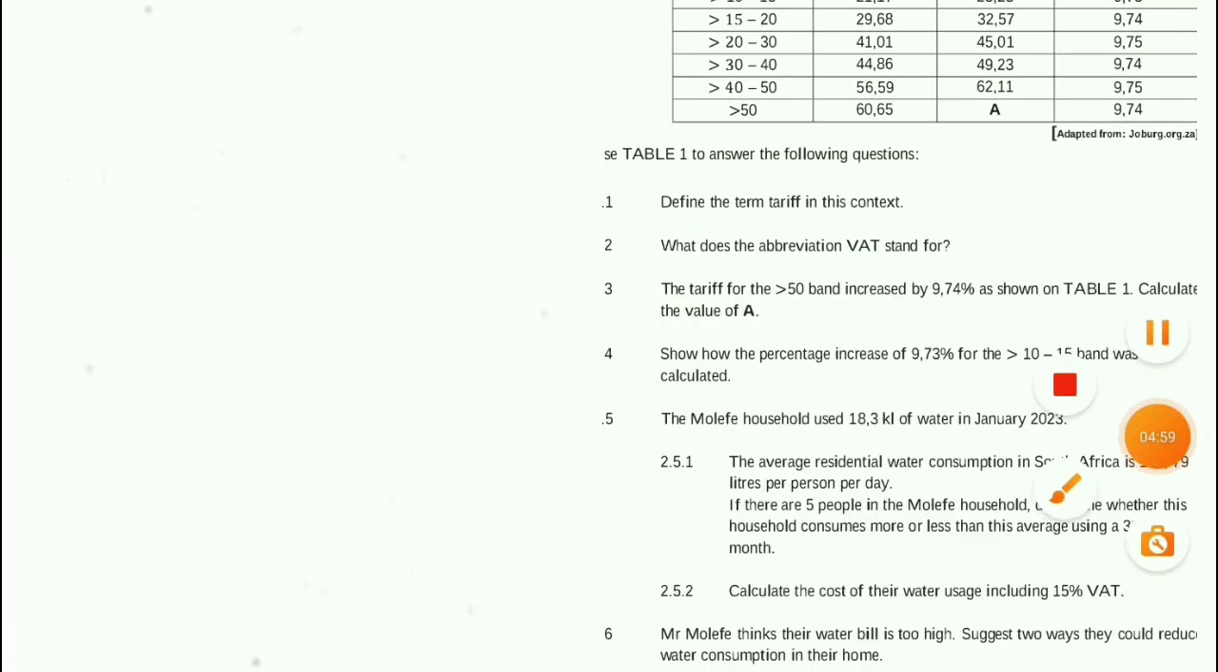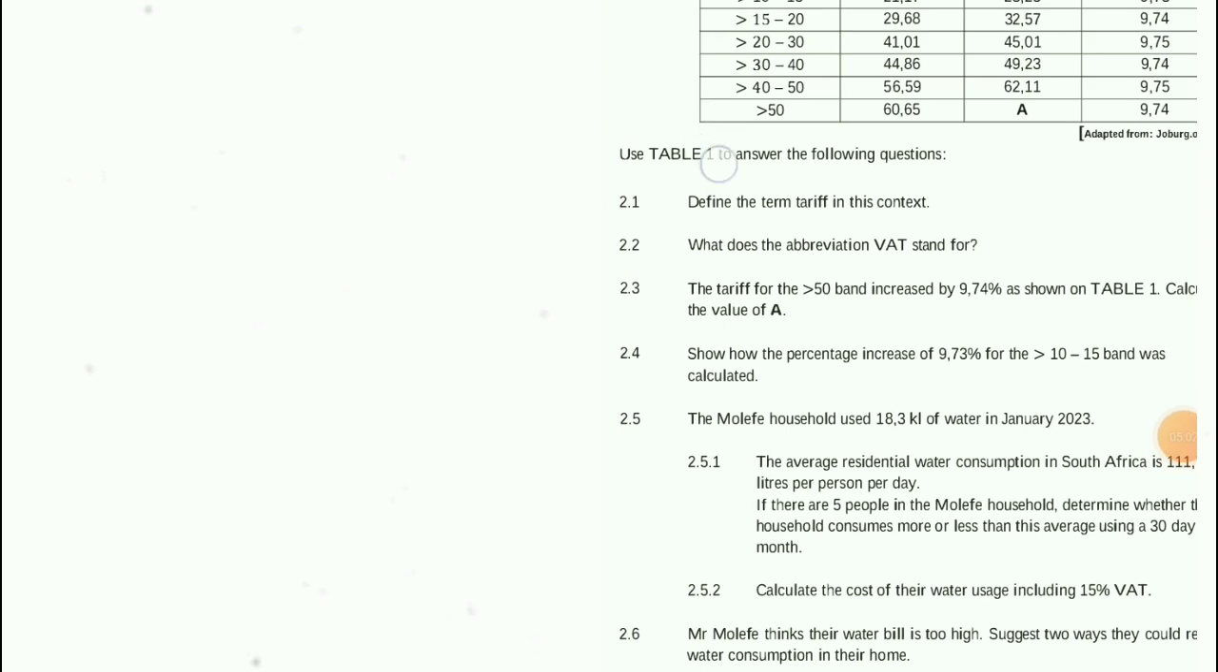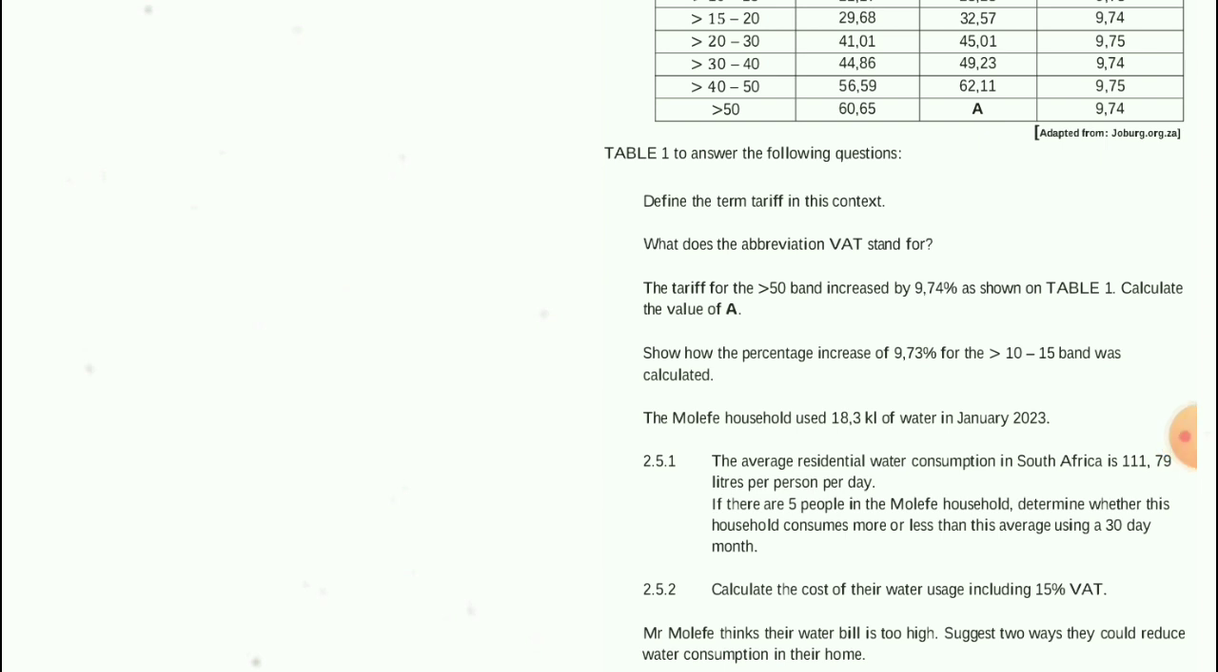We're going to the easiest one. Let me read the question again, then I calculate. The tariff for the 50 band increased by 9.74% as shown on table 1, calculate the value of A. The easiest one is this one, and it's the longest one.